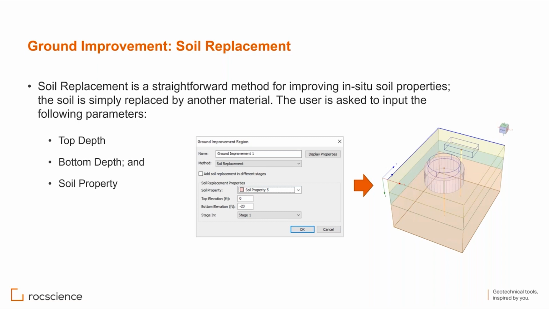Moving on to the ground improvement soil replacement. Soil replacement is a straightforward method for improving in situ soil properties. The soil is simply replaced by another material, and the user is asked to input the following parameters, which are top depth, bottom depth, and soil properties. As you can see from this dialog, you have a region under the load, which you can replace with another material. Here, we're replacing with soil property 5 from the top elevation of 0 meters to minus 20 meters. And you can apply this in a circular shape.